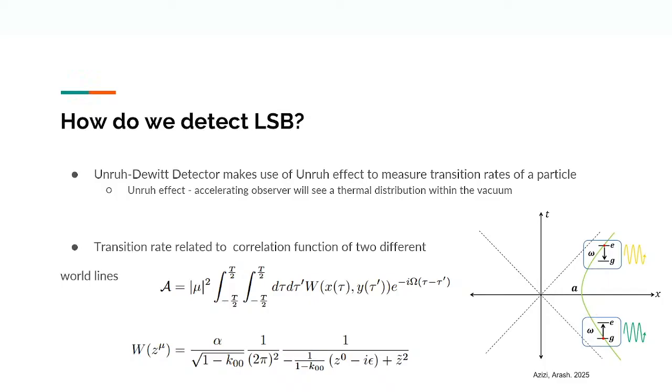And now how do we actually detect Lorentz symmetry breaking? We hope to use, or we're looking at, an Unruh-DeWitt detector, which essentially makes use of the Unruh effect, where if you accelerate a particle, it will see a temperature within the vacuum compared to if it is sitting still.